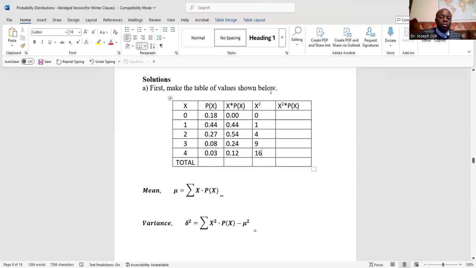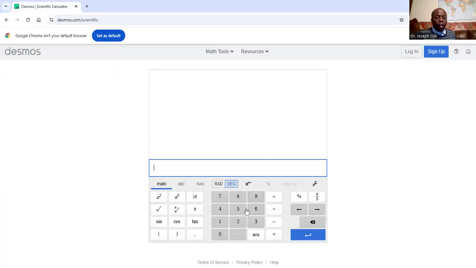Now, we need this part to be able to get this one. So we're going to do x squared times px. That means this one here times px. So 0 times 0.18 is 0.00. 1 times 0.44 is 0.44. Then 4 times 0.27 here. 4 times 0.27 is 1.08.